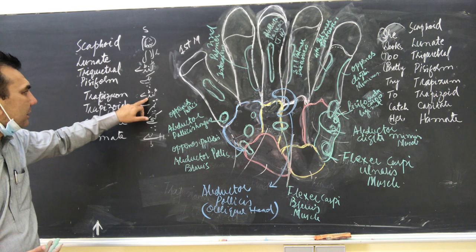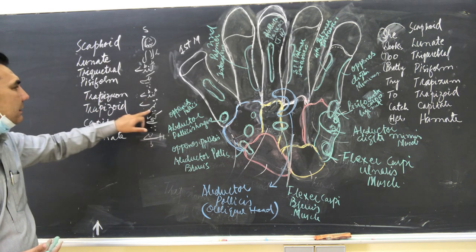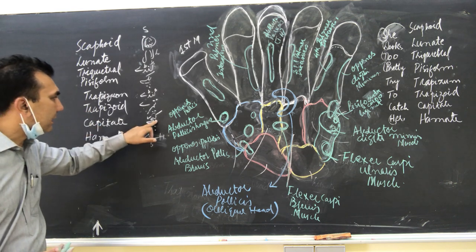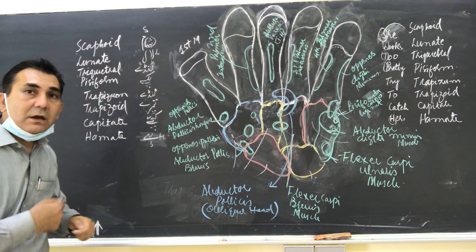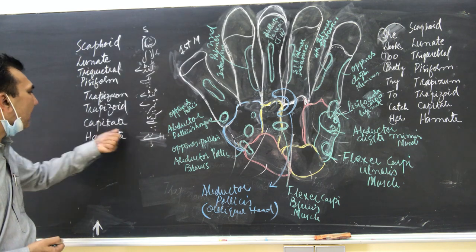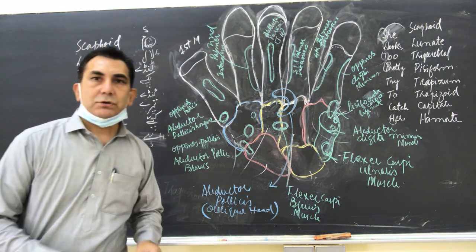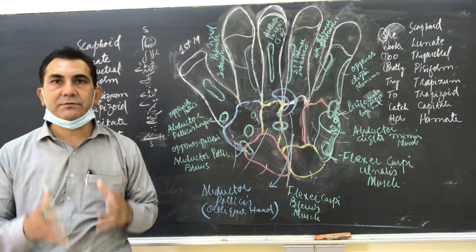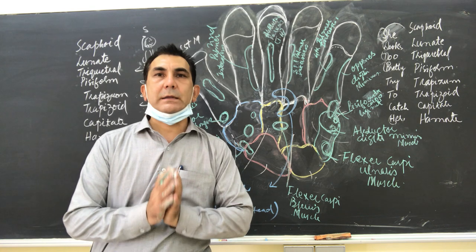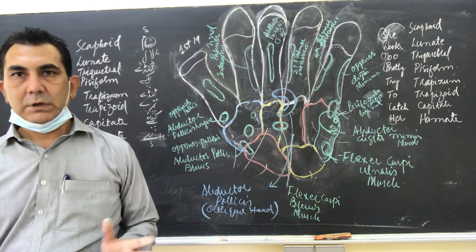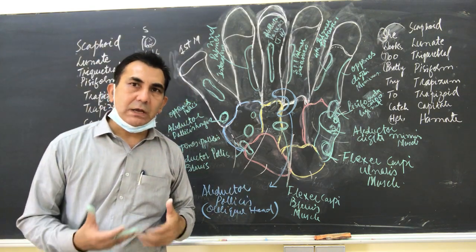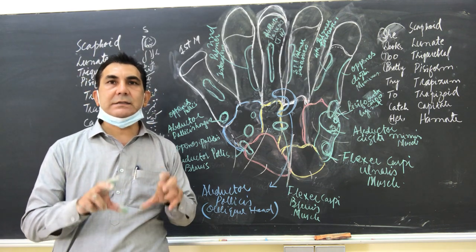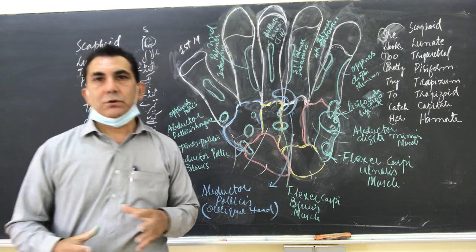Tinde Tere Kache: Tinde, T, for the trapezium, and Tere, T again, is for the trapezoid. Kache Hain: K we will write down with the C for the capitate, and H for the hamate. So it is all about the carpuses, and we have the metacarpuses. We have five metacarpuses: first, second, third, fourth and fifth metacarpus. These metacarpuses are a type of long bone, but short in size and structure.